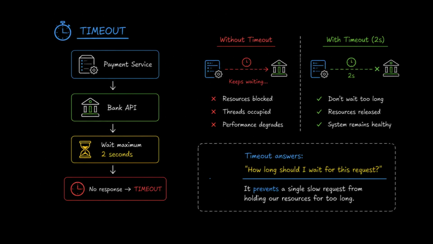First is timeout. Suppose the payment service calls the bank API. Normally, it responds within 200 milliseconds, but because of some issue, it does not respond for several seconds. Without a timeout, our payment service may keep waiting unnecessarily. So we configure a timeout, let's say 2 seconds. So timeout answers a very simple question: how long should I wait for this request? It prevents a single slow request from holding our resources for too long.